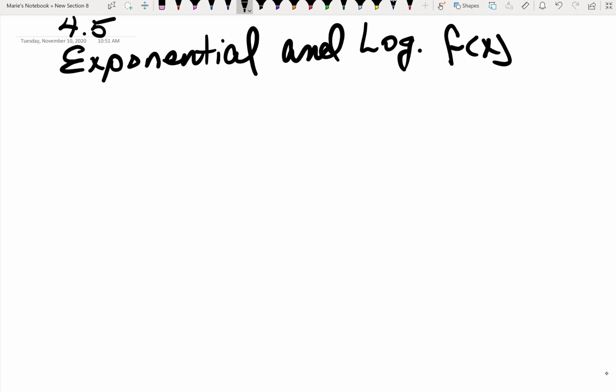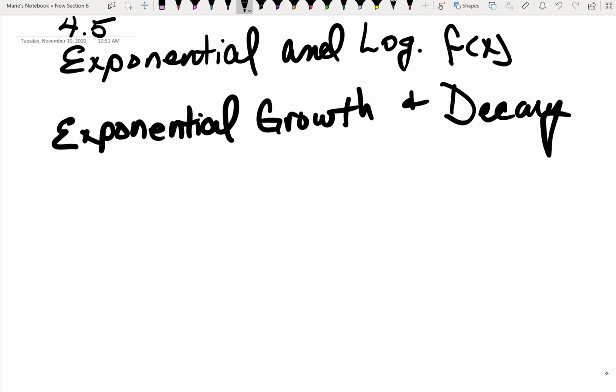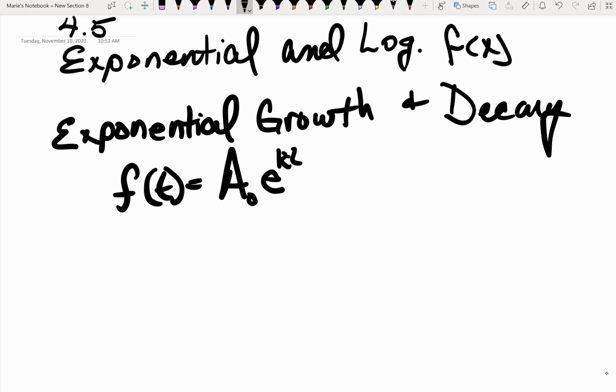So I'm going to start with exponential growth, like bacterial growth, for example. And what we like once we get sick is the decay model, which is when you get better. And so when we look at exponential growth and decay models, they basically have this design. So a sub 0, remember that's always initial. And then we have e raised to the k times t, where t is time.